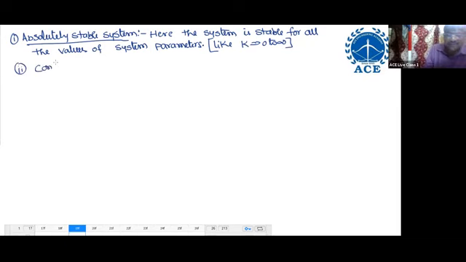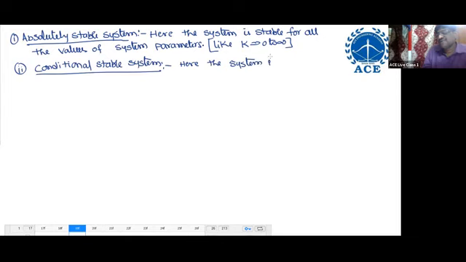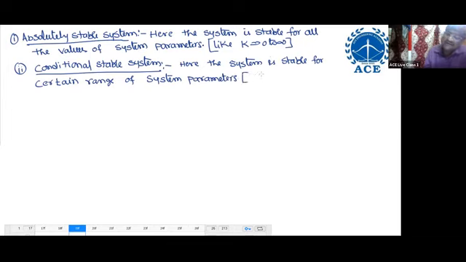Second one, conditional stable system. Conditional stable system means the system is stable only for a certain range of system parameters, like K from 0 to 100. So this is the conditional stable system.